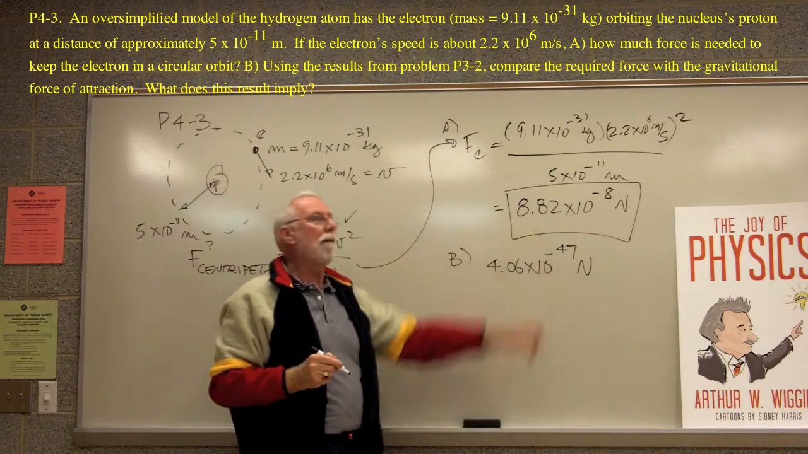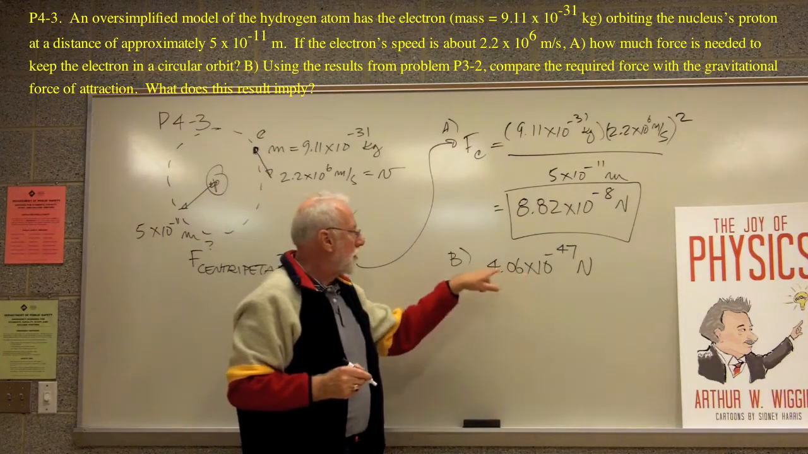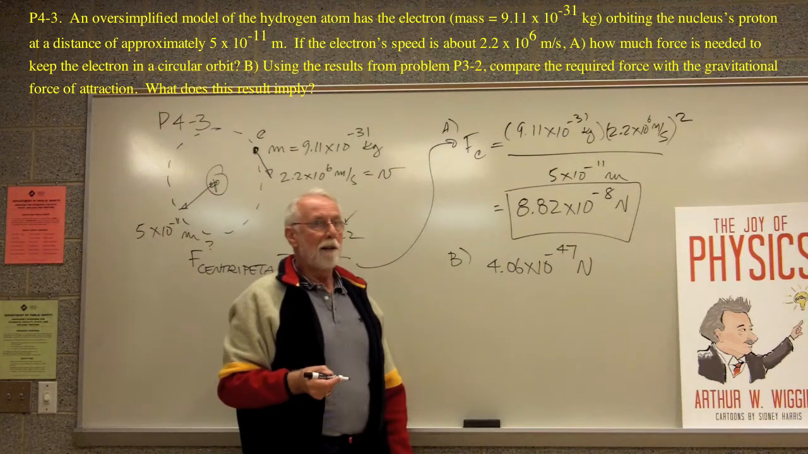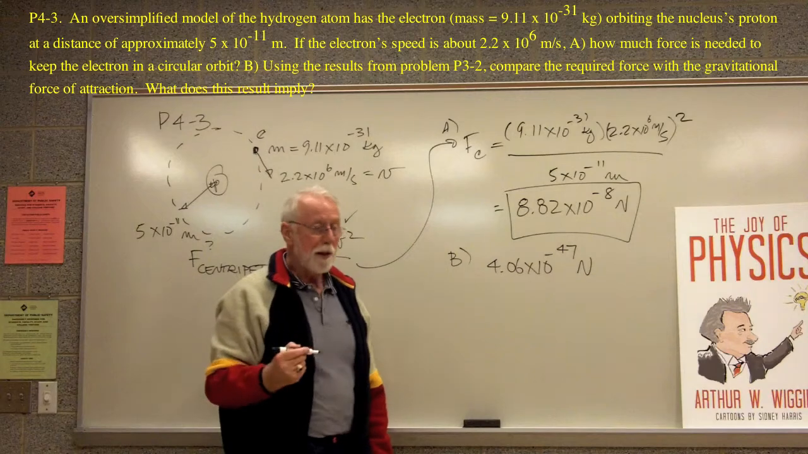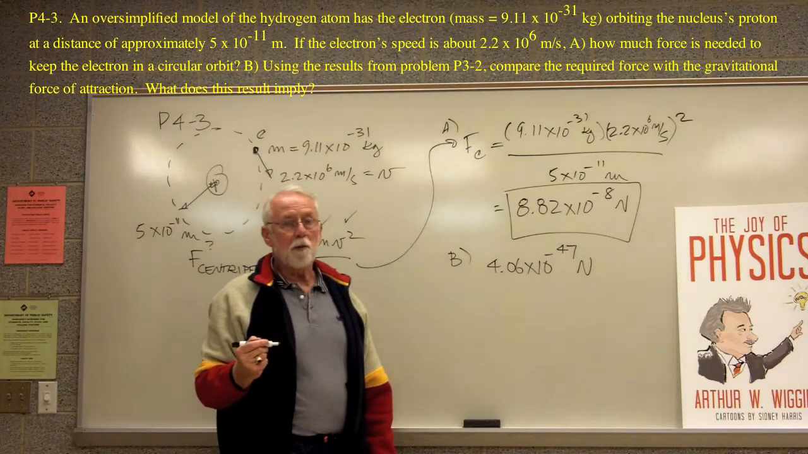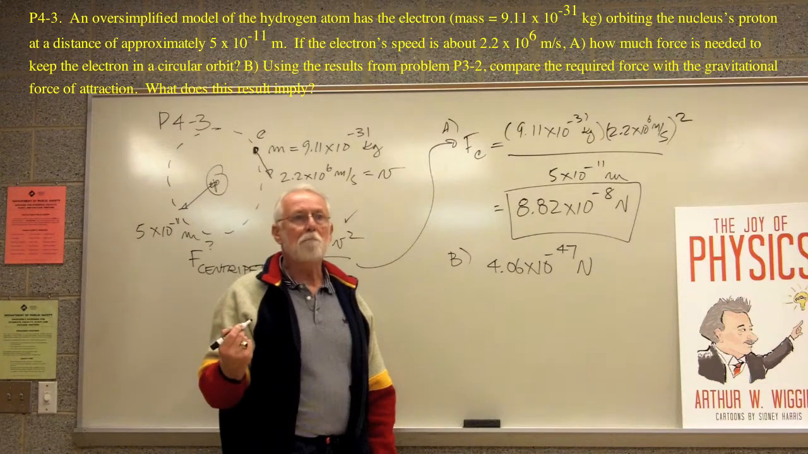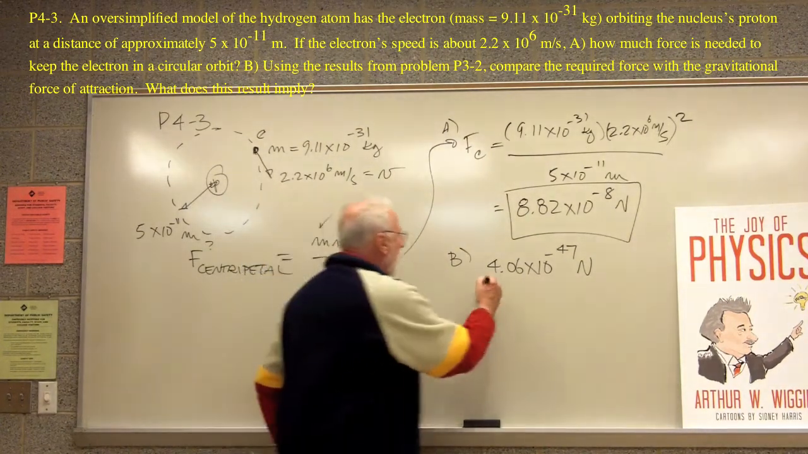Is that enough? Nowhere near. Look at all the differences in orders of magnitude. I mean, this is a decimal point, 47 zeros, 4. Whoa, right. It's never going to make it. So then, what conclusion can you draw from this? Well, it's not the gravitational force which keeps the electron in its orbit in the hydrogen atom. You didn't think that was true anyway. So that's the point of this problem.